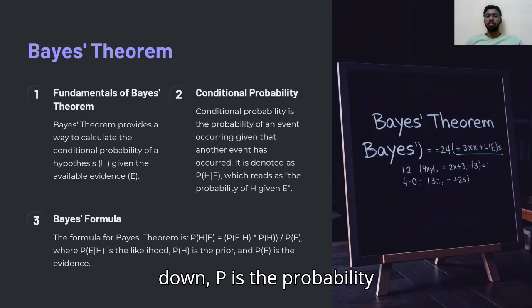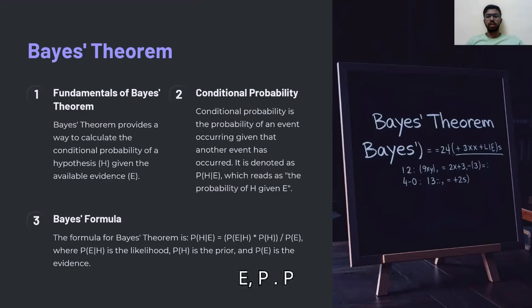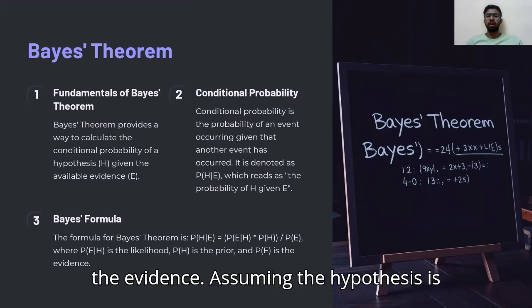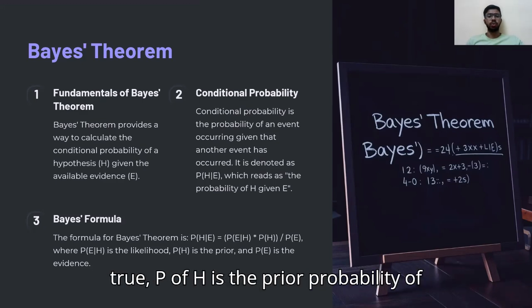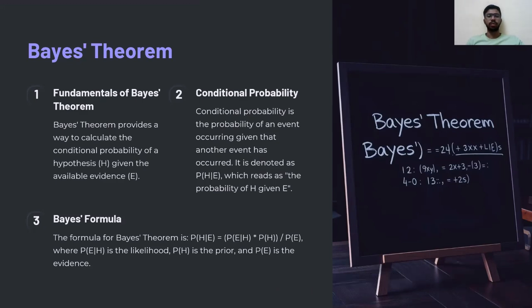Breaking it down, P(H|E) is the probability of hypothesis H given the evidence E. P(E|H) is the likelihood of seeing the evidence, assuming the hypothesis is true. P(H) is the prior probability of the hypothesis, and P(E) is the probability of the evidence.